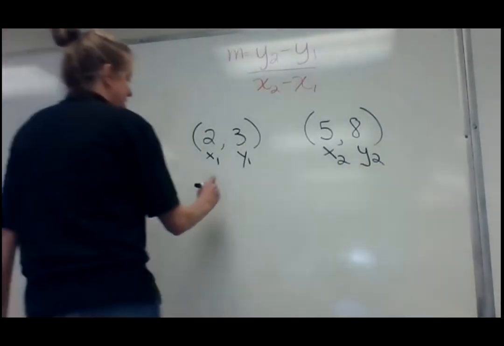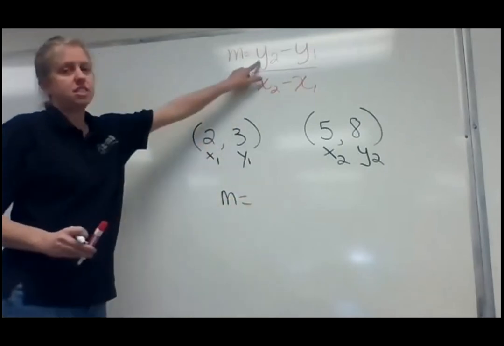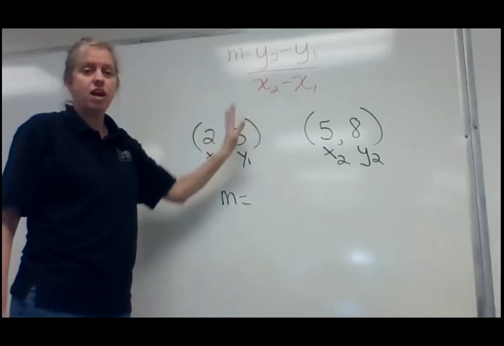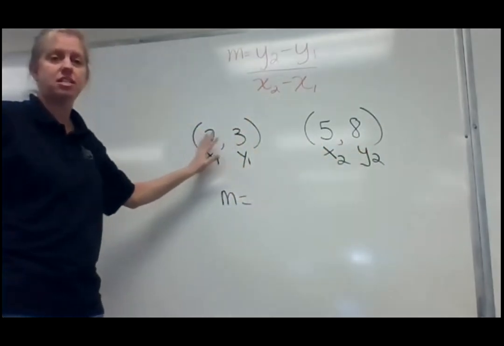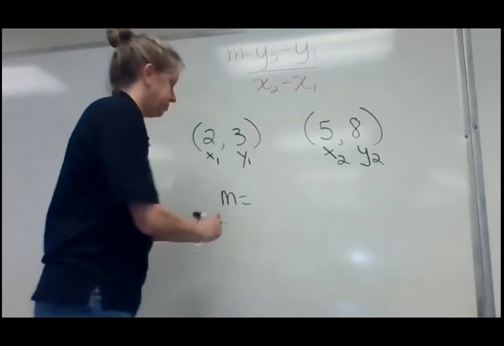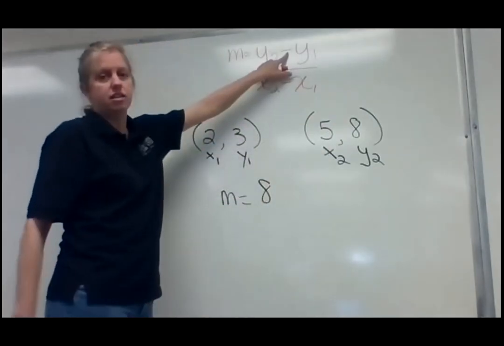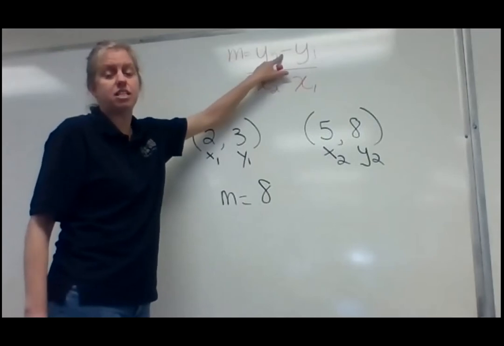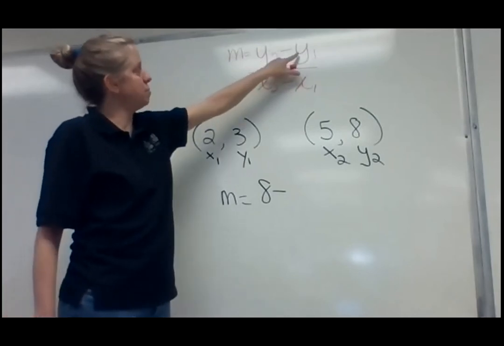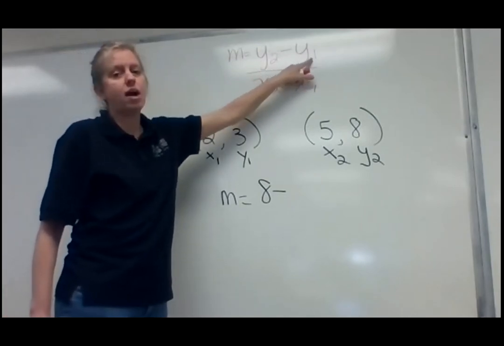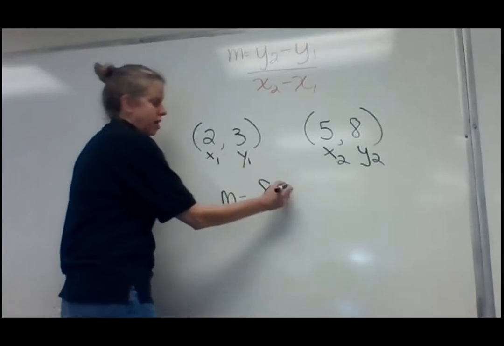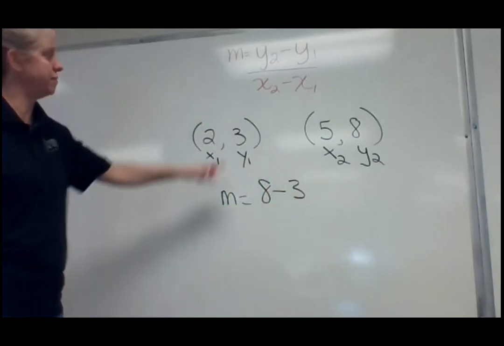So let's see. m is going to equal, the first thing I need in my slope formula is my second y. So now all you're doing is finding the number that's in the second y spot, which is the number 8. Now, something else that's important, it's always minus from the formula. And then after the minus, you have your y1, or your first y. So my first y is the 3. So there's the top of the formula.